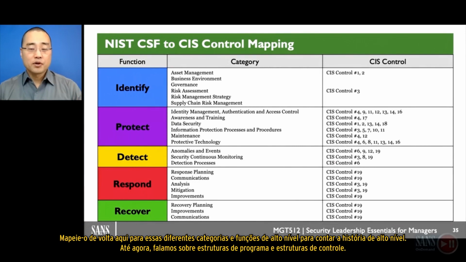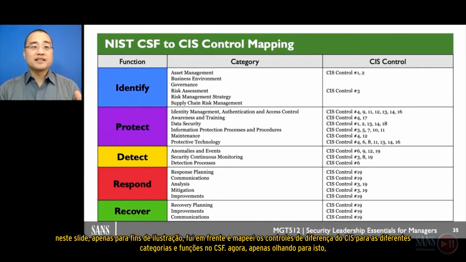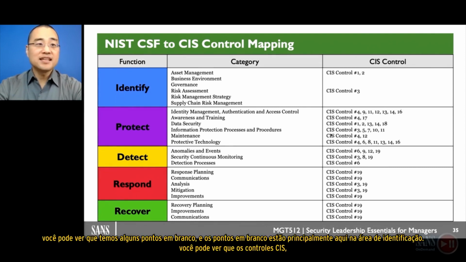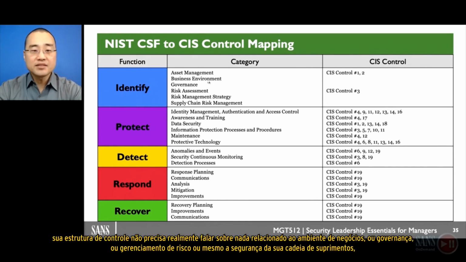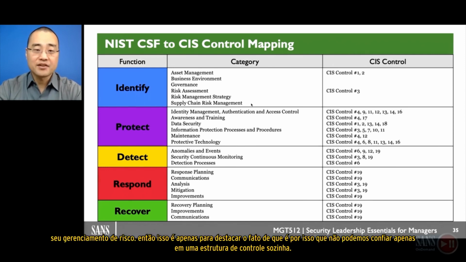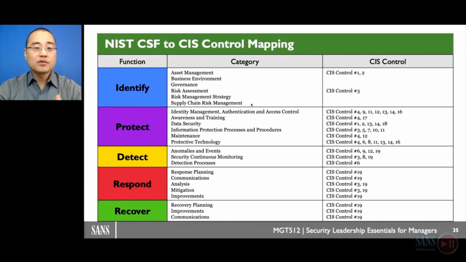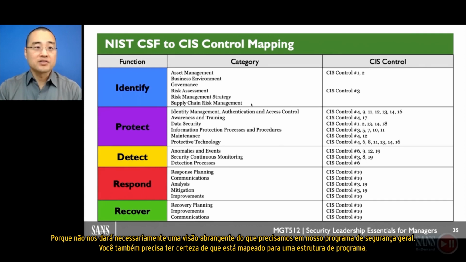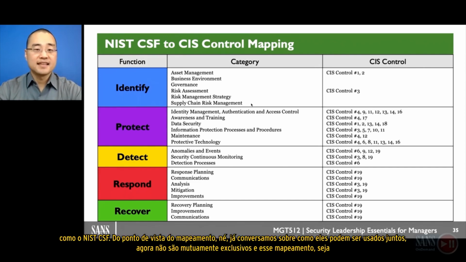Now, so far we've talked about program frameworks and control frameworks. On this slide, just for illustration purposes, I've mapped the different CIS controls to the different categories and functions in the CSF. Just by glancing at this, you can see that we've got some blank spots, primarily here in the identify area. You can see that CIS controls, your control framework, doesn't really talk about anything related to business environment or governance or risk management or even your supply chain security, your vendor risk management. So this is really highlighting the fact that we can't rely on just a control framework alone, because it won't necessarily give us a comprehensive view of what we need in our overall security program. You need to also make sure that you marry it, map it to your program framework, like the NIST CSF.